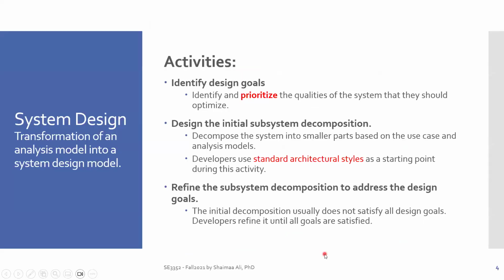Now, we mentioned the high-level activities needed for a system design stage. It starts with identifying the design goals and prioritizing them. And then we start with an initial subsystem decomposition. We can use the standard styles or design patterns that are available to help us organize the subsystems.